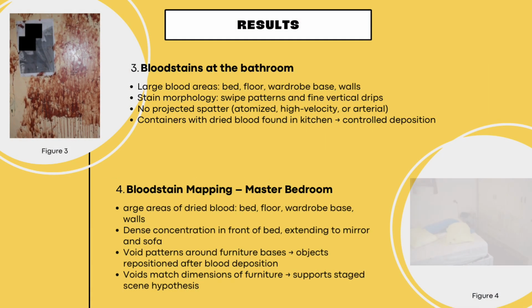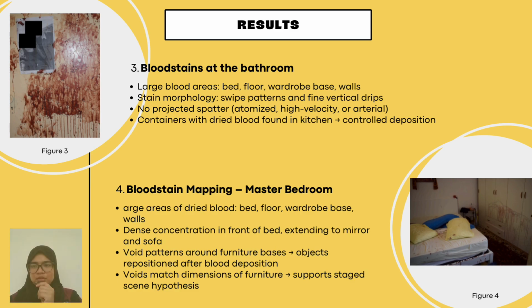As for the results of bloodstains in the bathroom, blood was found on the door frame, basin, faucet handle, and floor tiles. The pattern was mainly swipe marks and fine vertical drops, with no projected or high-velocity stains that are typically associated with assault or arterial injury. Investigators also found several containers, both glass and plastic, containing dry blood. This strongly suggests controlled collection and deliberate placement of blood rather than spontaneous bleeding.